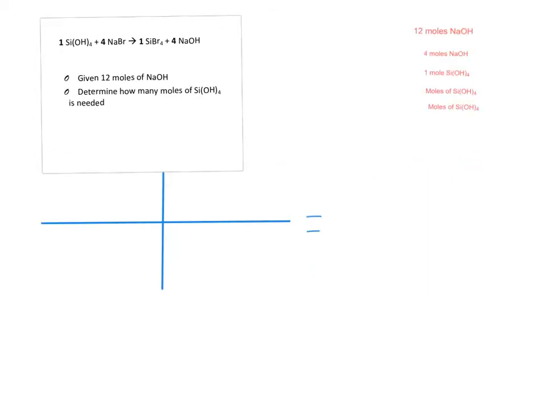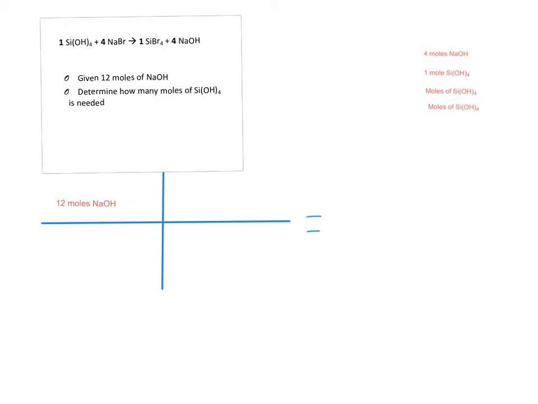So let's take a look at this example. In this example, we are given 12 moles of NaOH, and we want to determine how many moles of Si(OH)4 is needed. So first, using dimensional analysis, we're going to put down what is given in the first block. So we are given 12 moles of NaOH. And we need to put in the second 2 blocks the relationship between the NaOH and the Si(OH)4.